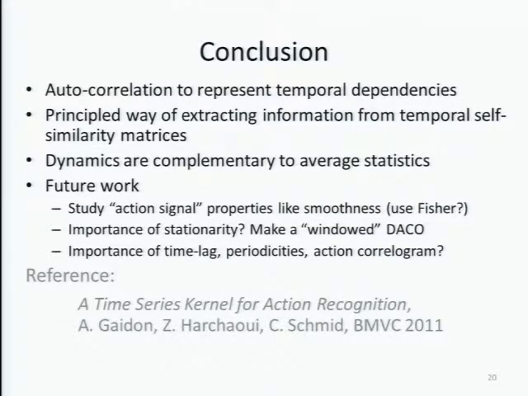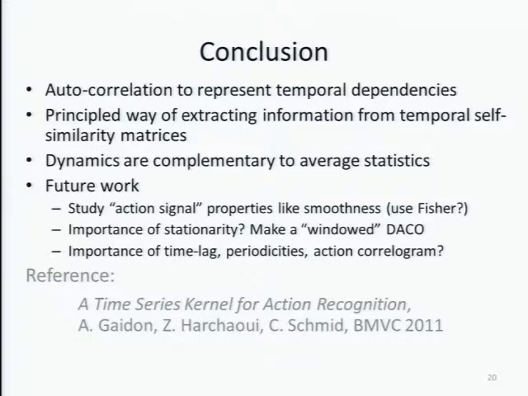Okay, so to conclude the second part, what I showed here is that you can use autocorrelation to represent temporal dependencies. And this is a principled way of extracting information from self-similarity matrices. We also showed what we wanted at first, that dynamics are complementary to average statistics. And for future work, it's quite preliminary, so there's lots of stuff that you can do.